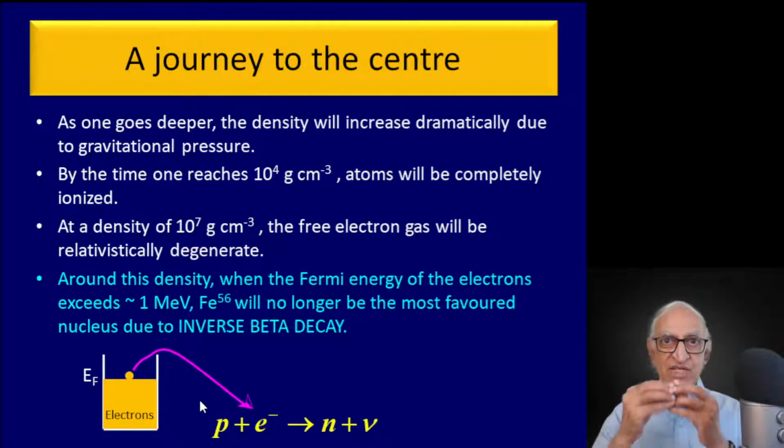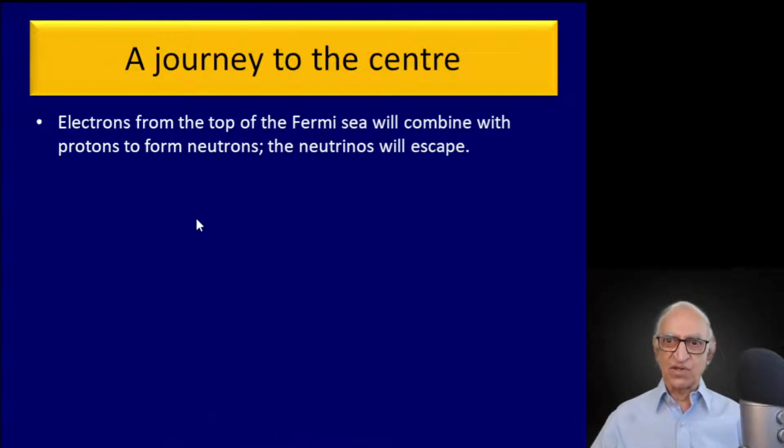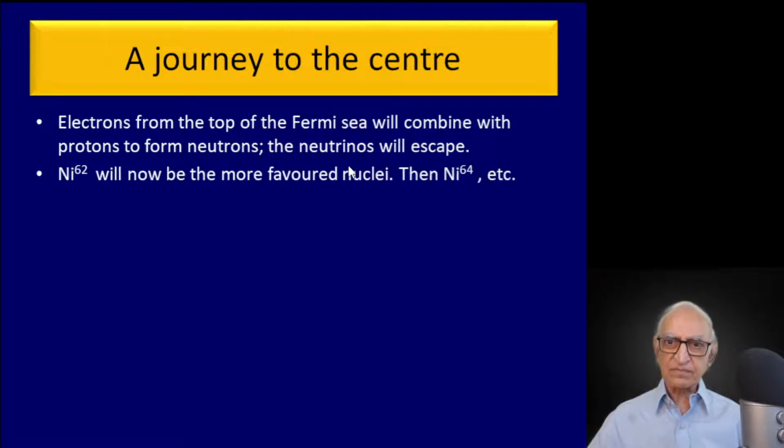So protons inside iron 56 nuclei will get converted to neutrons. Therefore, iron 56 will no longer be the most stable nucleus. So the electrons on top of the Fermi sea will combine with the protons to form neutrons, and the neutrinos will escape. Nickel 62 will now be the most favored nucleus, and as you go a little further down, nickel 64 will be the most stable nucleus.